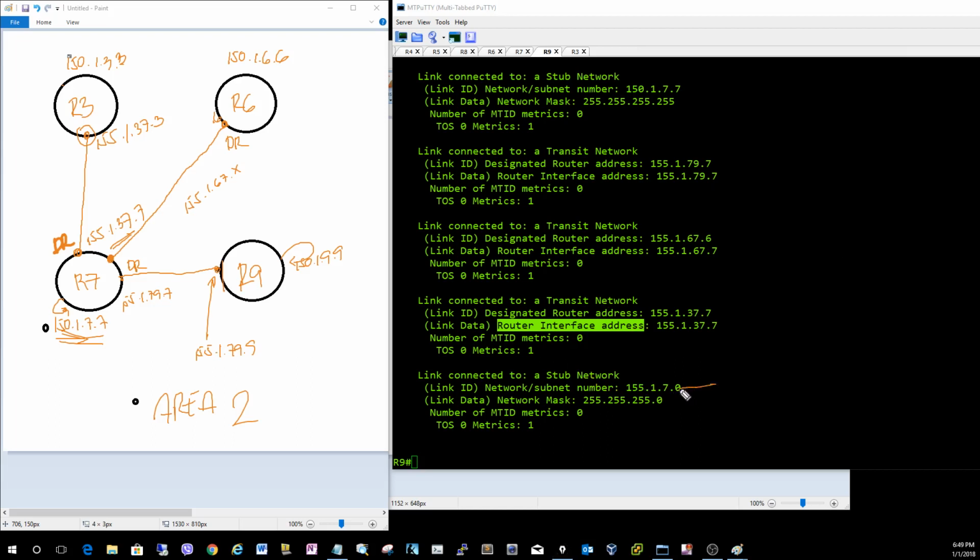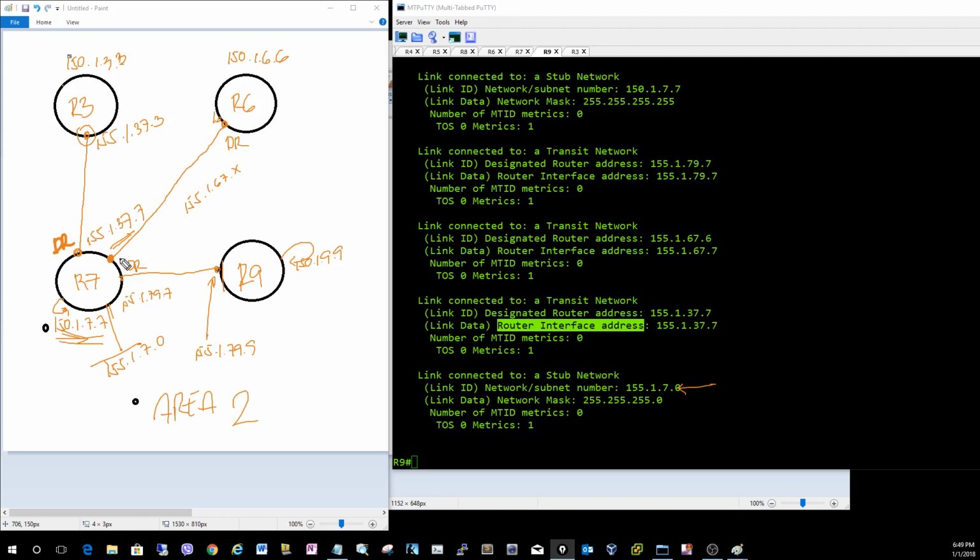Then this guy right here, another stub network, which means we probably have a LAN network sticking out somewhere here. This network is 155.1.7.0. That is a stub network, meaning again, as I've said earlier, it is participating in OSPF. It just so happens that there are no other OSPF speakers on that particular segment.